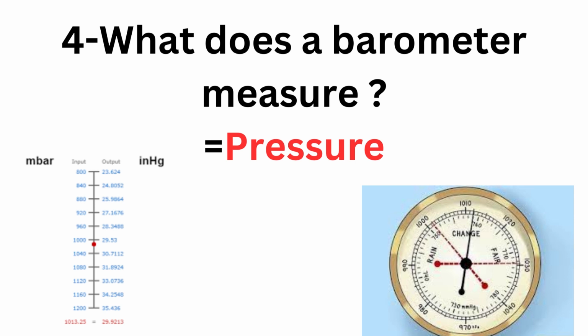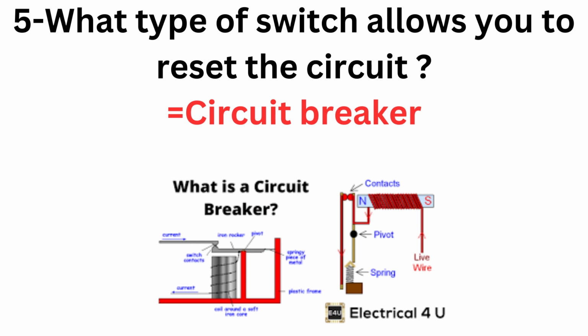And what does a barometer measure? So the function of barometer is to measure pressure. And what type of switch allows you to reset the electric circuit? So the option is circuit breaker.